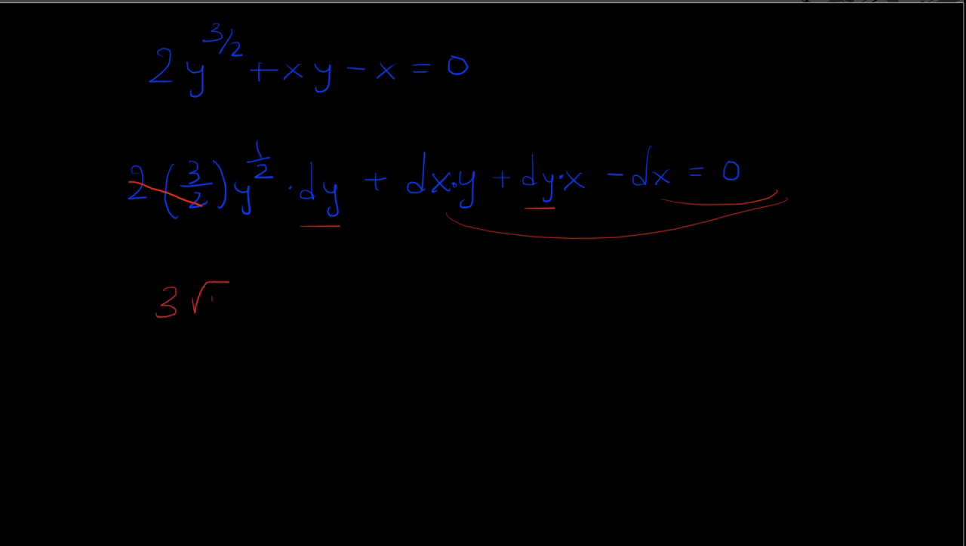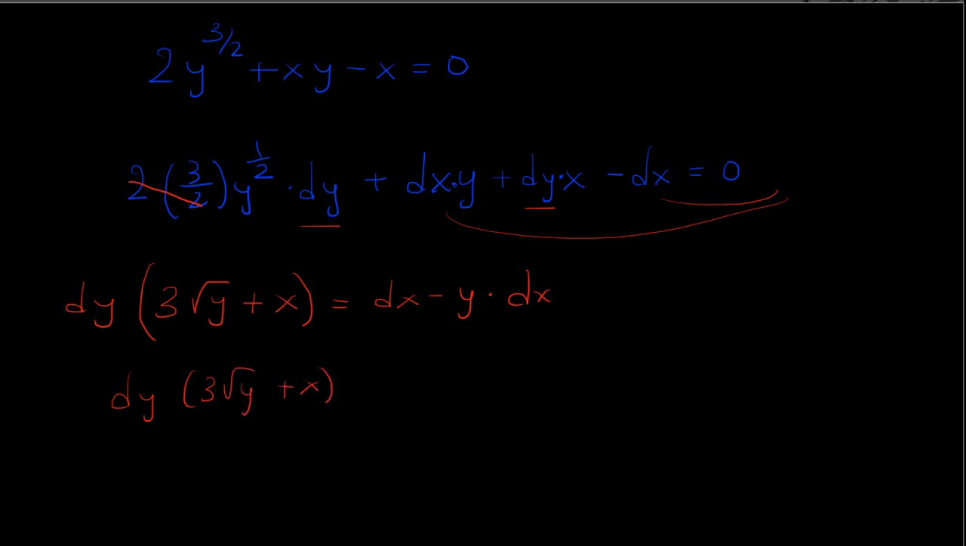So we have 3 times square root of y. I'm going to factor out the dy first. And then it's 3 times square root of y plus x equals dx minus y times dx. I'm just going to change the order there. Okay, so dy times 3 square root y plus x. Factor out a dx, we get 1 minus y. I want to solve for dy, so that's going to be 1 minus y over 3 square root y plus x times dx.